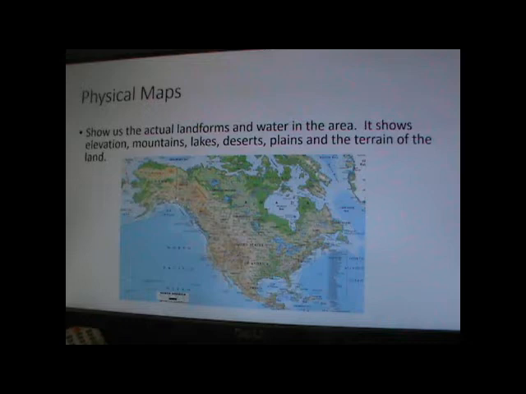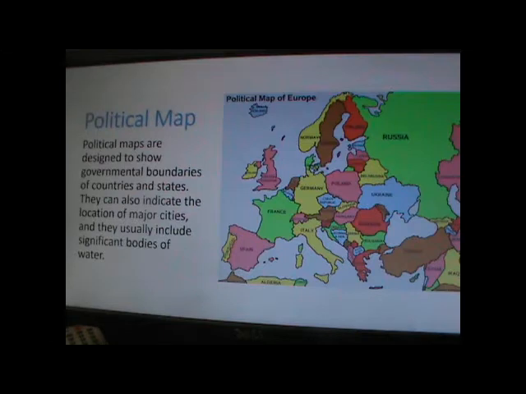The next map we're going to talk about are political maps. Political maps are maps designed to show you political boundaries of governments. So like a map of all the United States, of all the different states, that would be a political map. Or a map of all the countries. I like to say that political maps look like a rainbow threw up on them, because there's always a lot of different colors to define the different states or the different countries.